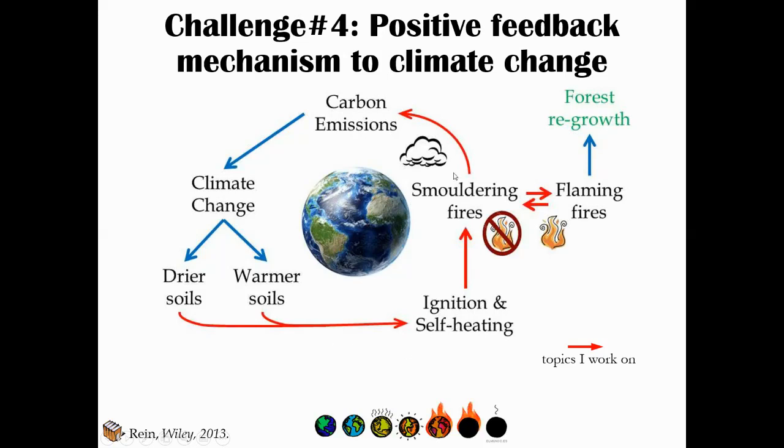Red arrows are fire topics that I work on. Carbon emissions, when they are in excess of what the planet can actually handle, lead to changes in the radiative exchange with the sun and the space, and it leads to climate change. Climate change leads to locations with drier soils and warmer soils, and then combustion science kicks in. If the soil, which is peat, which is a fuel, is drier and warmer, that is going to lead to even more fires and bigger fires and faster fires. So it's going to lead to more ignition of smoldering.